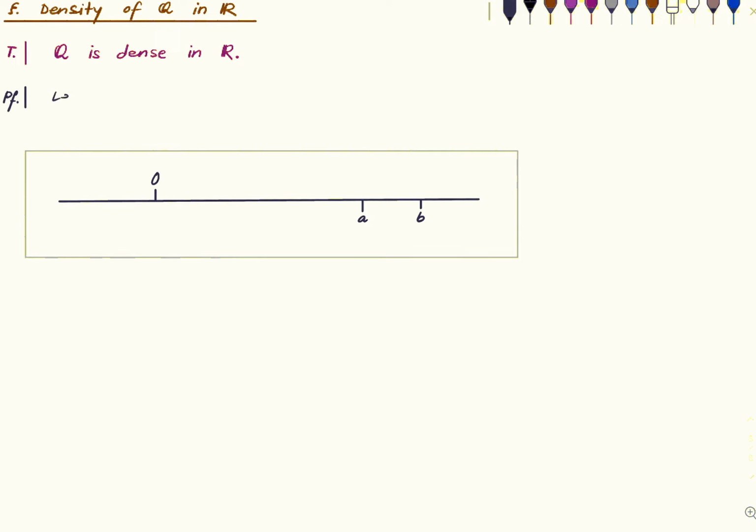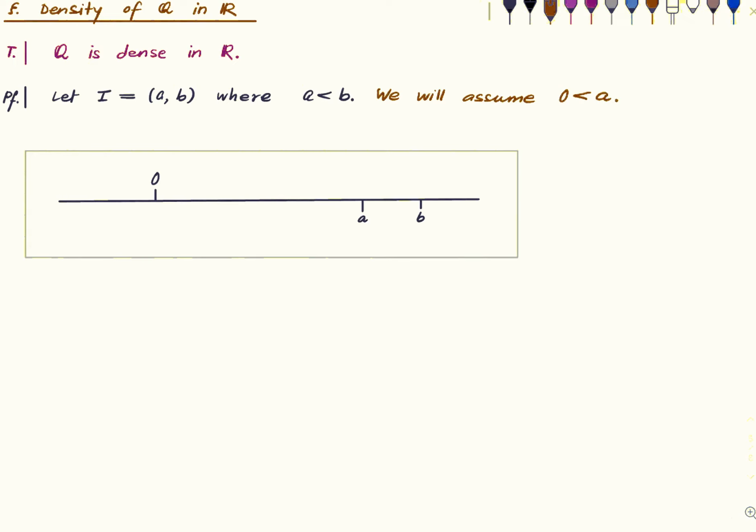So let I be this open interval, (a, b), where we assume a less than b, of course. a and b are some arbitrary real numbers. Now we will give the proof under the assumption that a is greater than 0. We will assume this, but of course this is not necessary.